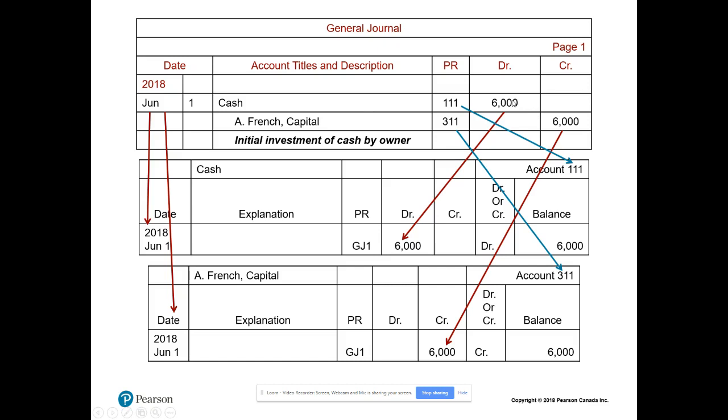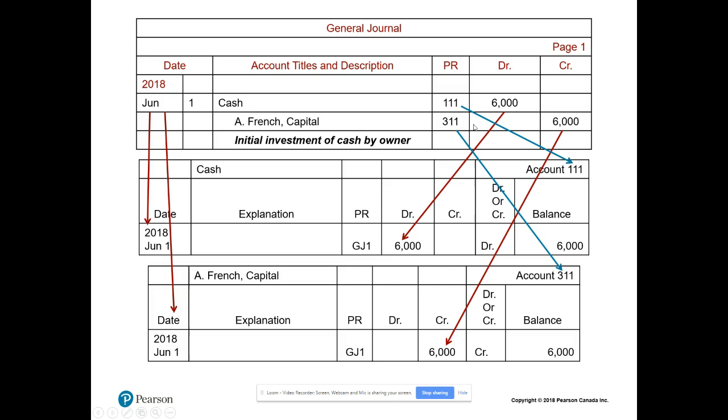So the process is this. I'll do it again. Take the $6,000, you put it into the ledger under the debit, $6,000. I say where it came from. Now you can put the date in, that part doesn't matter. The most important part is this: 6,000 goes into the ledger. Where did it come from? It came from GJ1. Then you go back, figure out the balance, back to the journal, say where did it go to? 111. Then you do the next line.